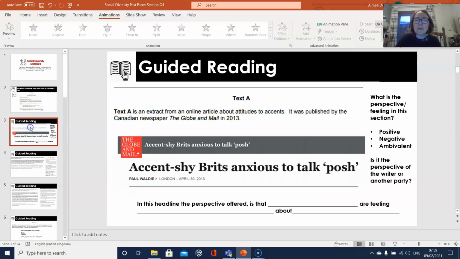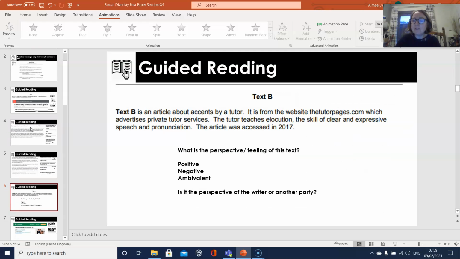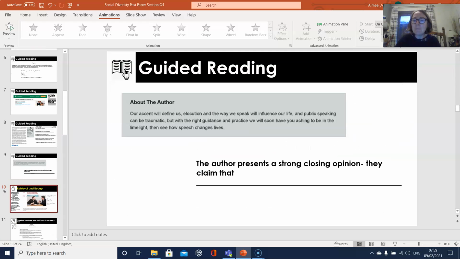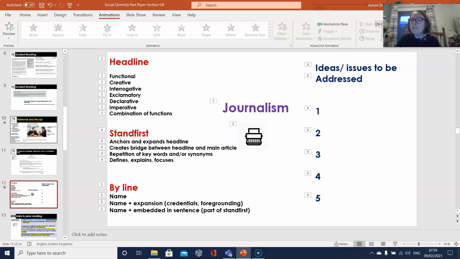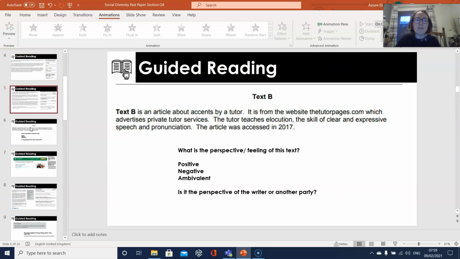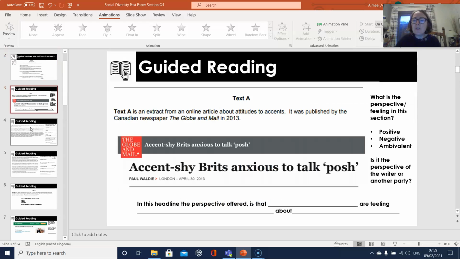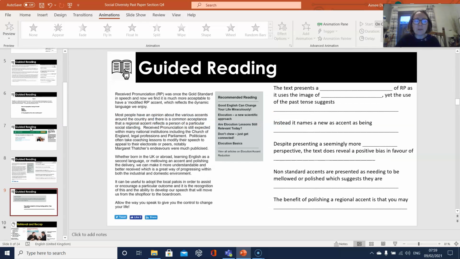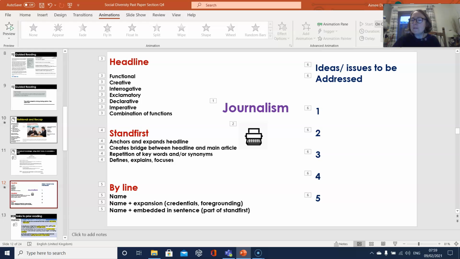But where do you look for your issues? Reread the articles and think to yourself, I need to come up with 5 issues, 5 ideas from those articles. Now, you could do it quite functionally just to get the job done. So you could go there and say, there's an issue: some British people are shy about the way they speak. You could write down issue number 1: some British people are shy about the way they speak.